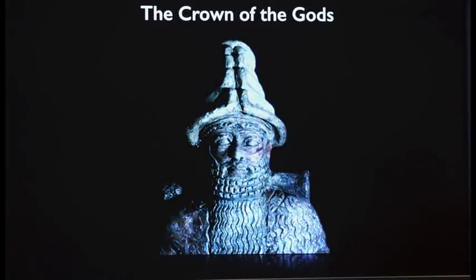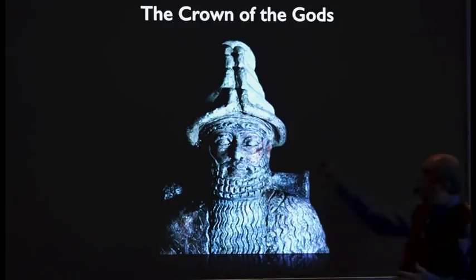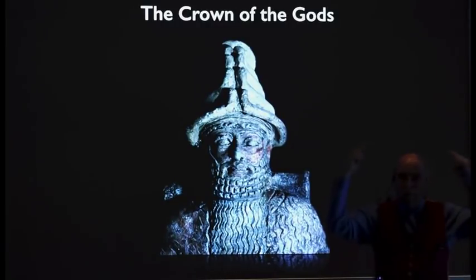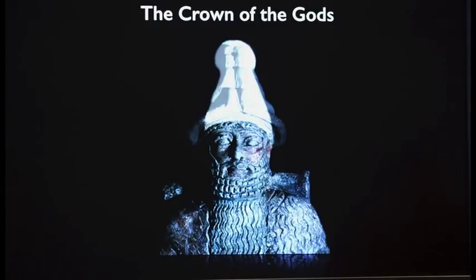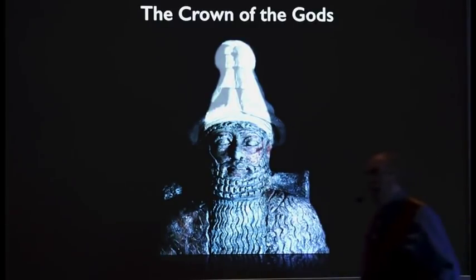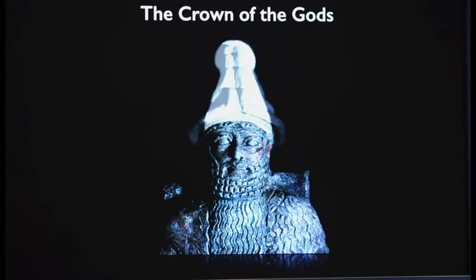wearing the white crown. And here is a typical god, Enki, with the big beard, wearing his crown with the horns wrapped around it. Let's take the horns away and see what we're left with. We're left with the white crown of Upper Egypt. So even the gods of Mesopotamia have the white crown from Upper Egypt as their main crown.